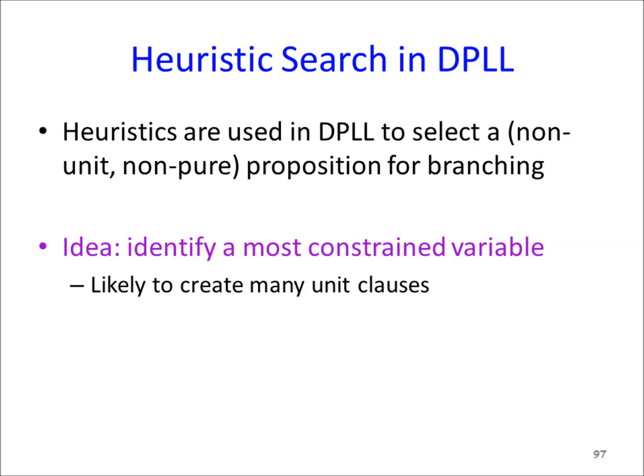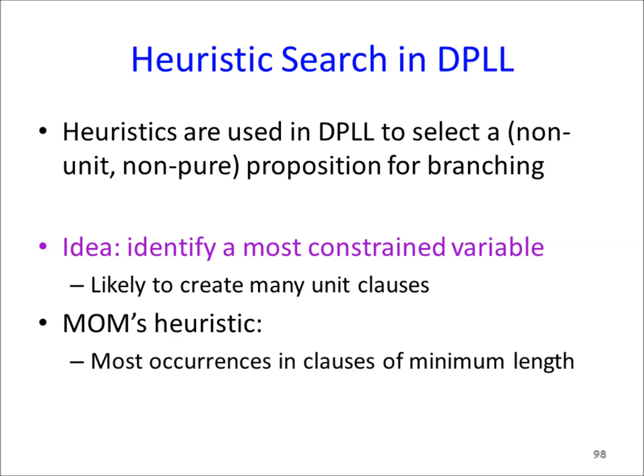So the heuristic is called the Mausam heuristic, and it is most occurrences in the clauses of minimum length. So if I have binary clauses, then I would prefer to pick that variable which creates, say, many unit clauses, because these unit clauses are going to be extremely helpful. We will just propagate information forward.